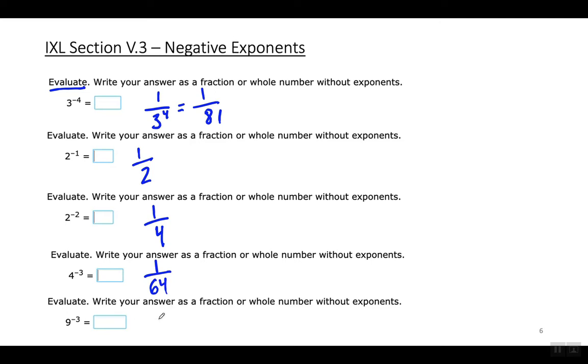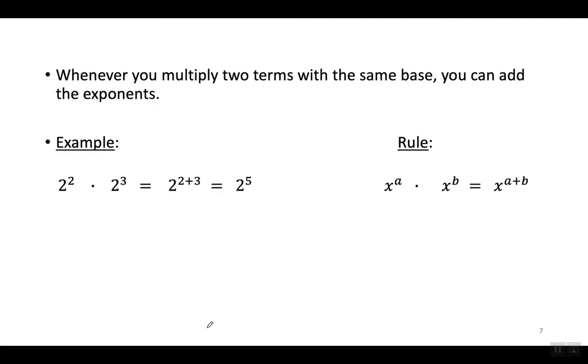And this would be 81 times 9, 1 over 729. All of those are easy. There should be no issues with those. Just a quick review. Alright, now when you multiply two terms with the same base, you could add the exponents.